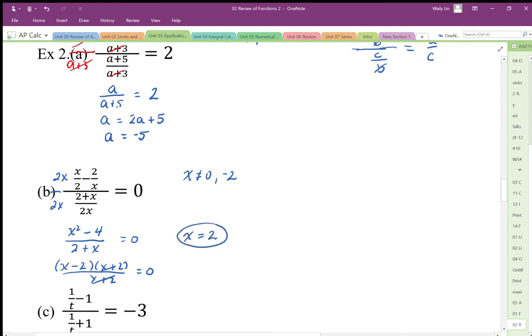Now, if we did some other ways, we may have ended up with these extraneous solutions, but as long as you have stated your restricted values, you can just eliminate any extraneous solutions based on our initial restrictions.